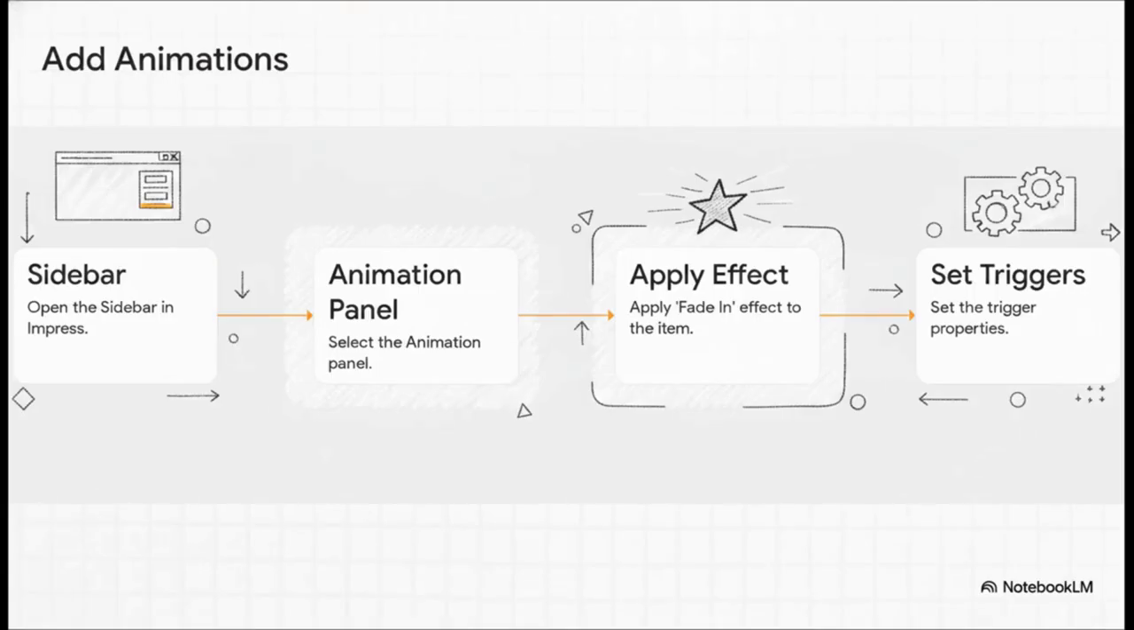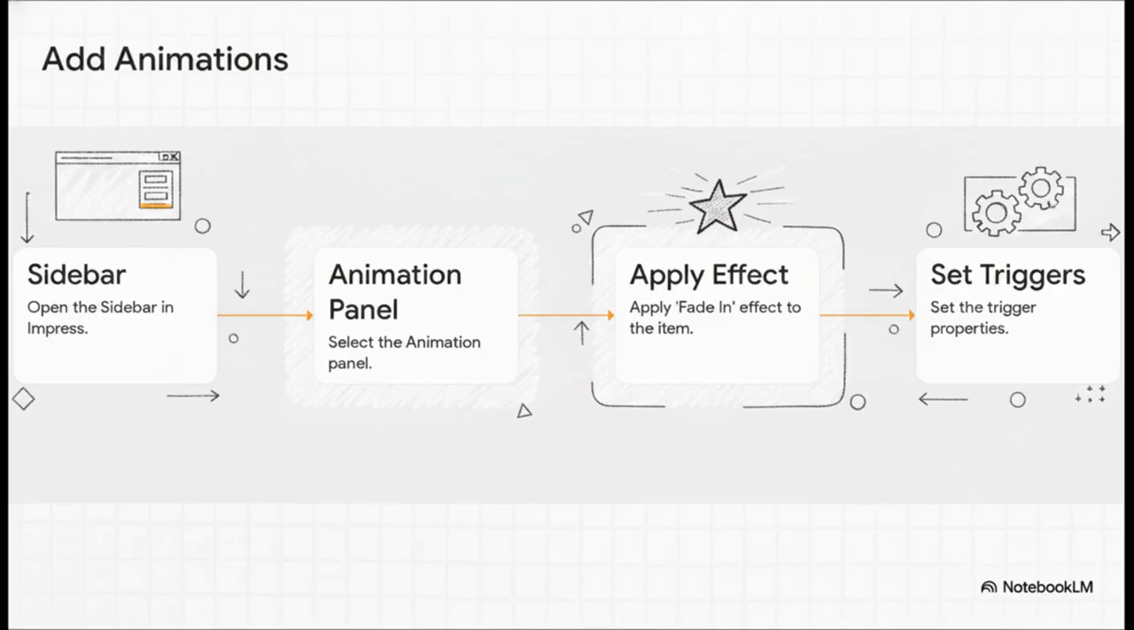To pull off a sequential project timeline, where your text elements pop up one right after the other, you've got to be super precise. First, swing open that sidebar in the Impress interface. Second, click on the animation panel. It usually looks like a cute little moving star icon. Third, apply a really clean, basic fade-in effect to your first item.